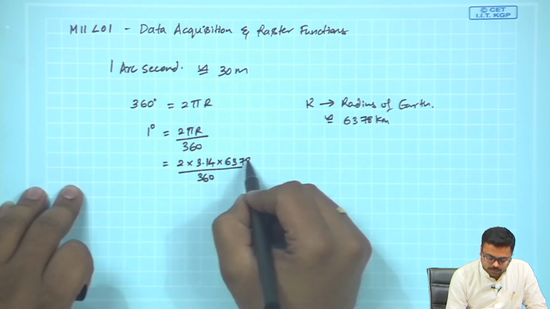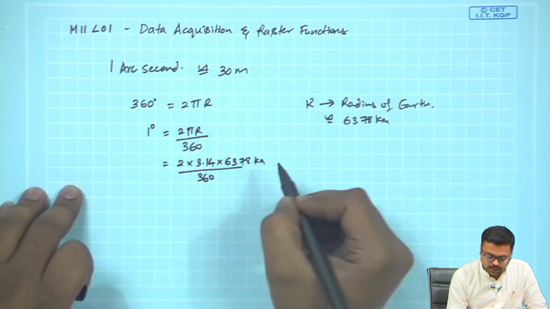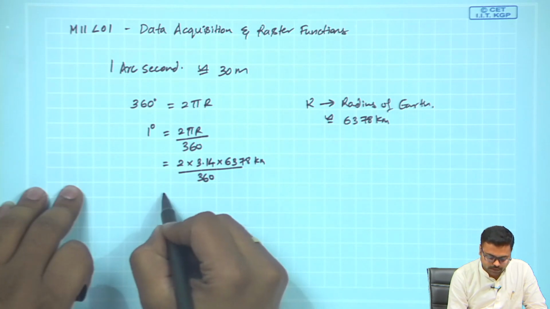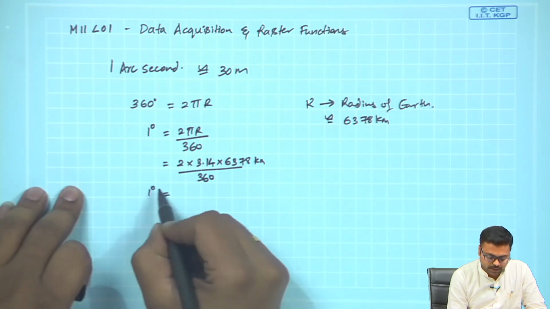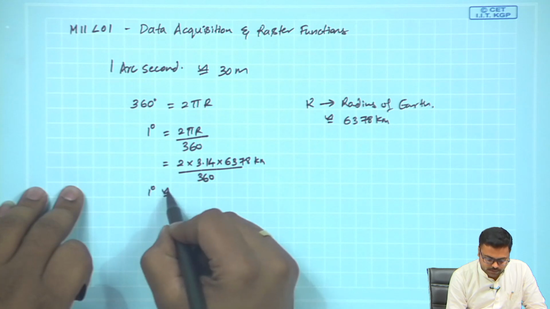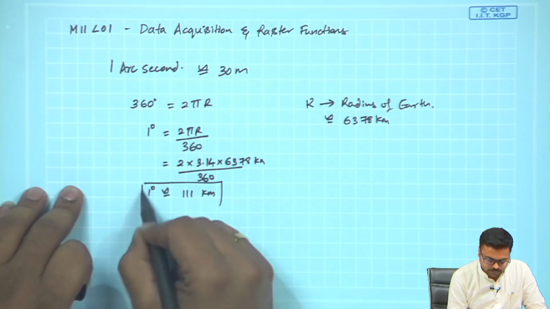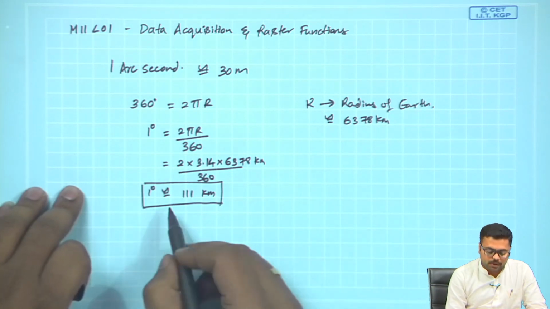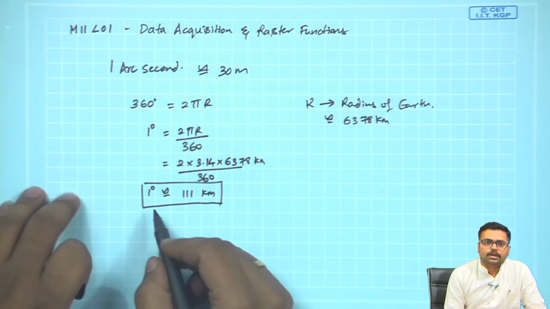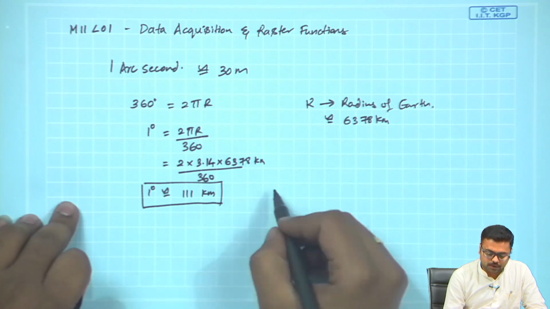Please mind, this is in kilometers, that is the radius of Earth. Now the value which I get for 1 degree is roughly equal to 111 kilometers. Now I have got how much 1 degree corresponds to in kilometers.